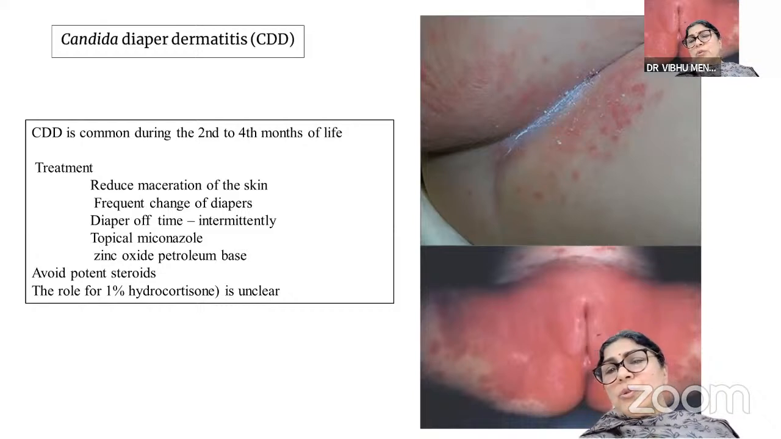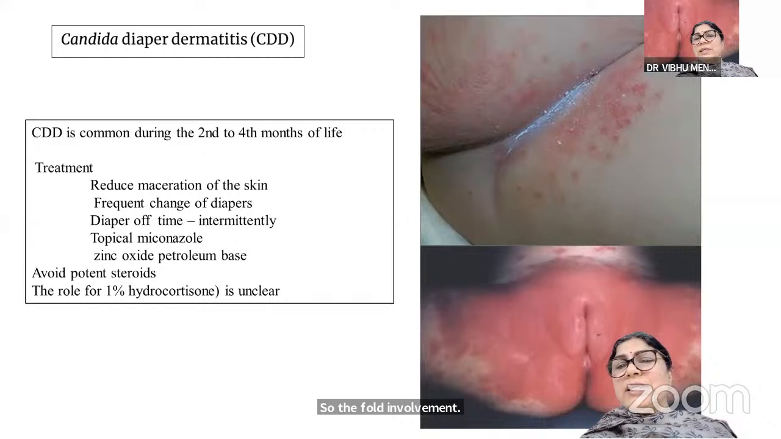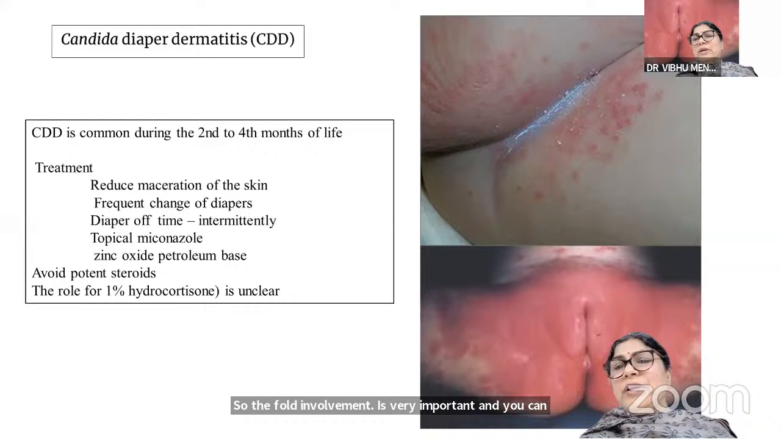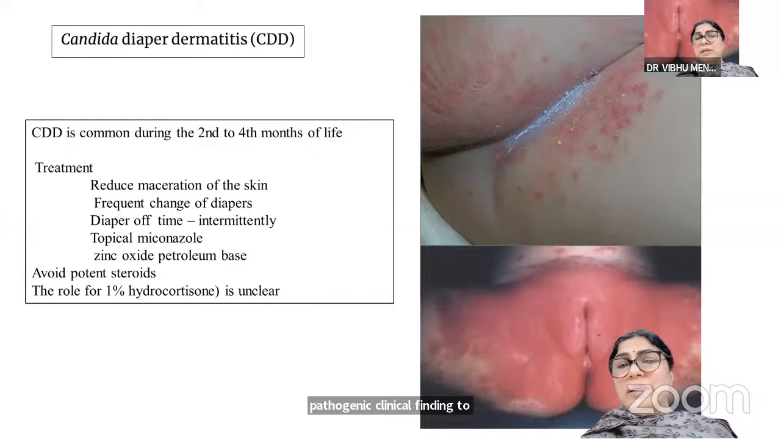So I just want to bring your attention to the area. As you can see, there are some pustules around in the periphery of this red area, which has developed in the crease of the thighs. So the fold involvement is very important. And you can see that besides this crease, which is red, there is peripheral redness along with these pustules, which are known as satellite pustules. And this constitutes the pathognomonic clinical finding to diagnose diaper dermatitis as candidal dermatitis.